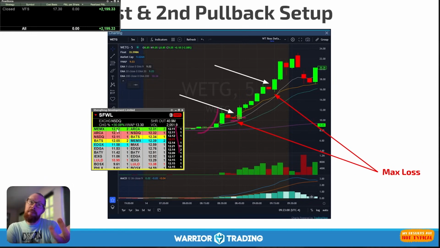I want to see maybe a tighter spread. This is 12.12 by 12.30, so we've got a bigger spread. The spread is the difference between the bid and the ask. So I might prefer a little bit of a tighter spread. Let's look at a different stock, VFS. Okay, 7-cent spread. That's not too bad, right?